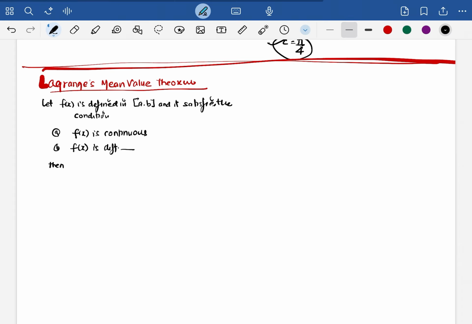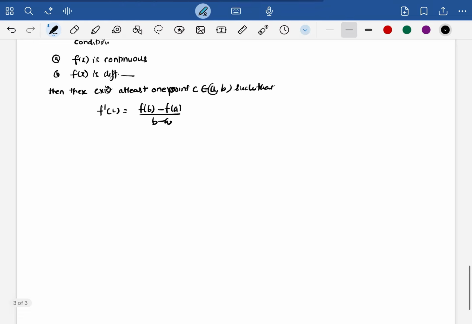Then there exists at least one point c belonging to (a, b) such that f dash c is equal to f of b minus f of a divided by b minus a. Okay, so this is Lagrange's mean value theorem. Let me focus on a numerical to get more clarity over how you will solve it in the semester examinations.